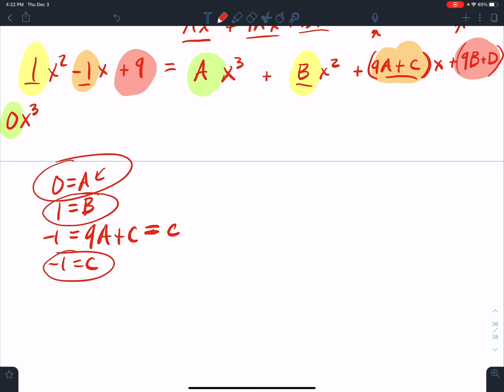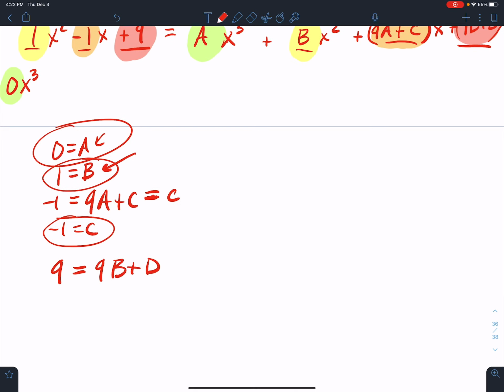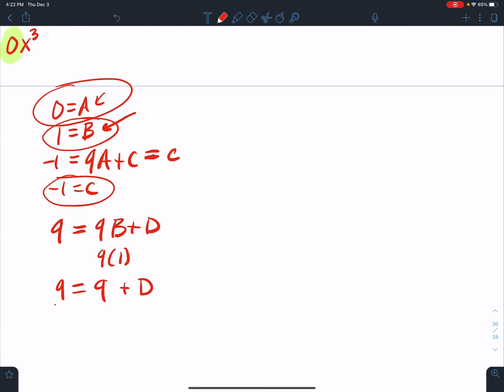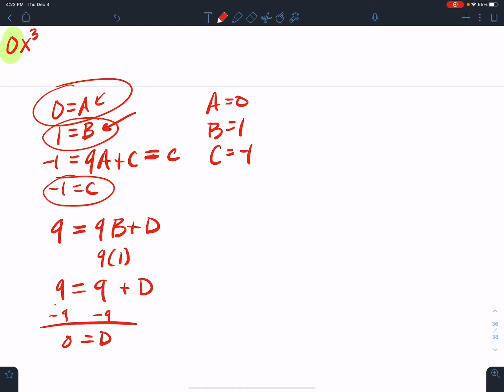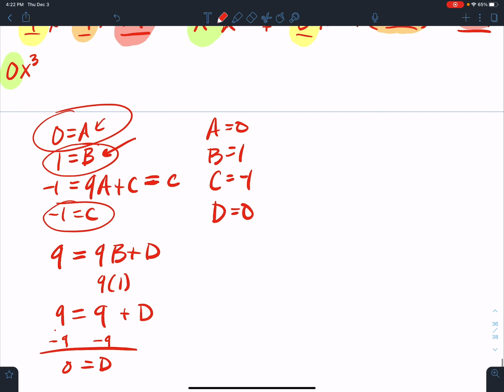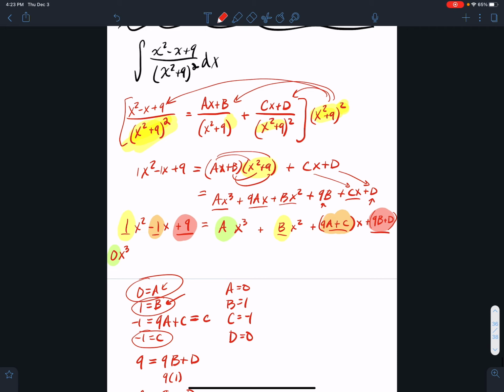Man, we are just getting through this really quickly, right? See how sometimes one method is easier than the other. So don't be afraid to adjust your method. And the last one, 9 equals 9b plus d. B is 1, so 9 times 1, and that means 9 equals 9 plus d. The only way that's true, to add something to 9 to get 9, is if d is 0. So 0 equals d. So a is 0, b is 1, c is -1, and d is 0. So we go up, and I'm going to put 0x plus 1, and then -1x plus 0. So what does that mean?